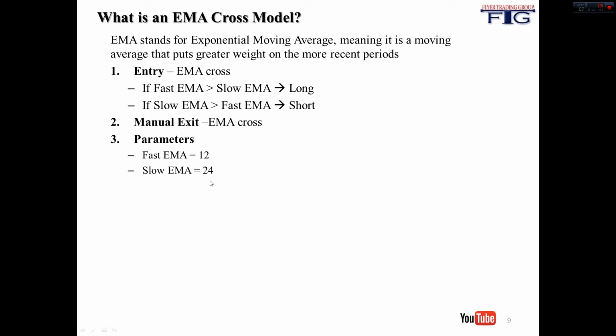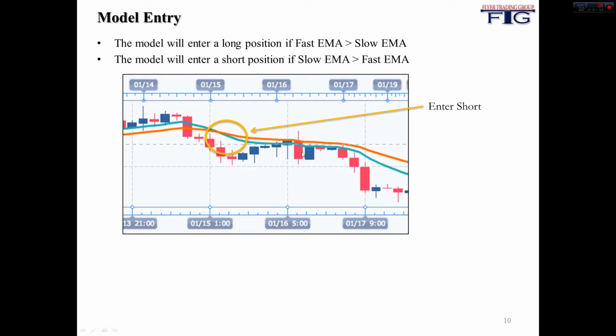Alright, so moving forward, this is a depiction of how our model will actually enter a position. This blue EMA is the fast EMA, while this orange EMA is the slow exponential moving average. And you can see here how the blue EMA crosses below, and this is us entering short.